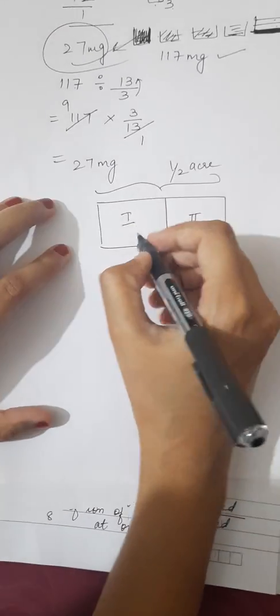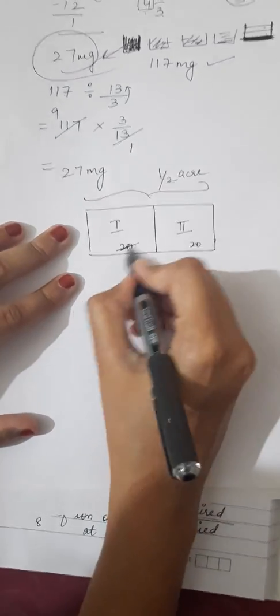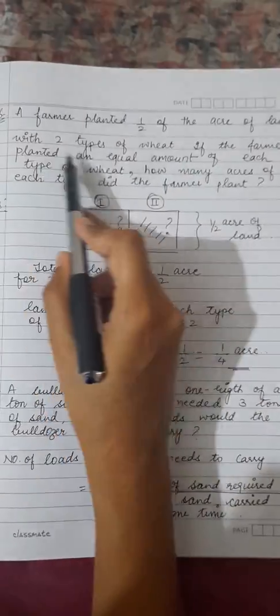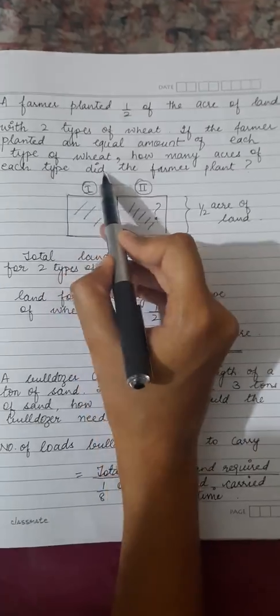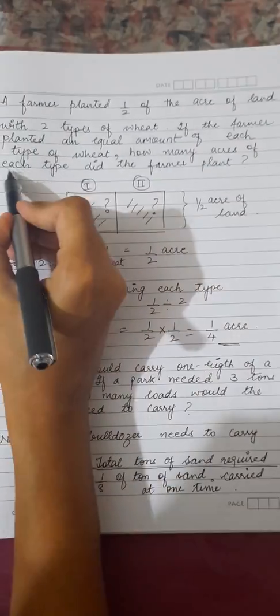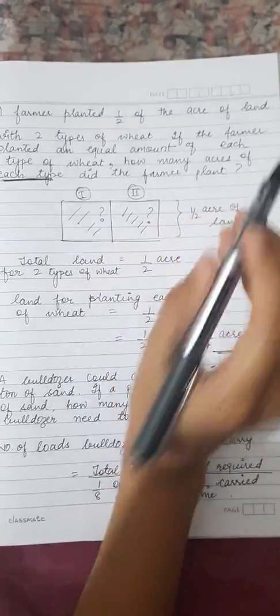If here he has planted 20 kg something, then here also 20 kg. Roughly I am giving you the idea. Okay, so this is the question. If the farmer planted an equal amount of each type of wheat, how many acres of each type? Again you have to find each. That means how many acres did the farmer plant?